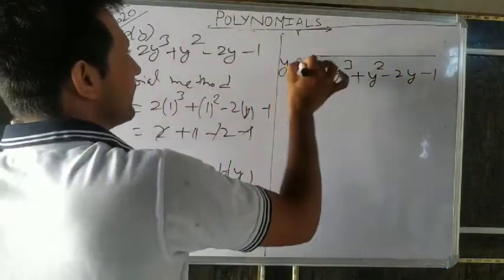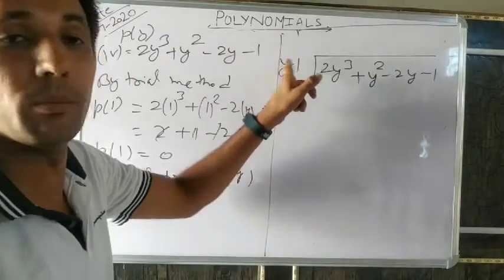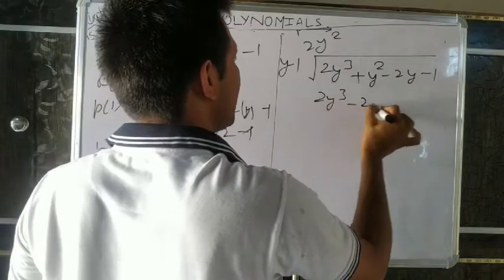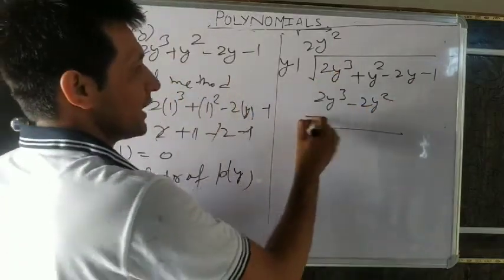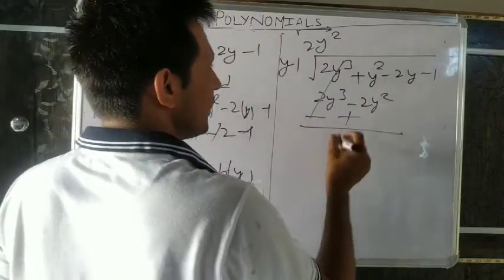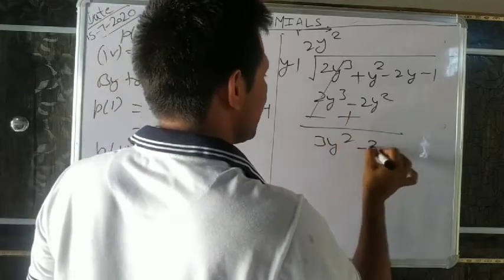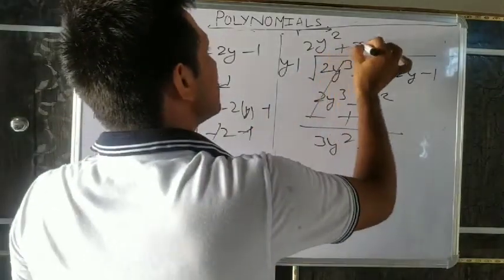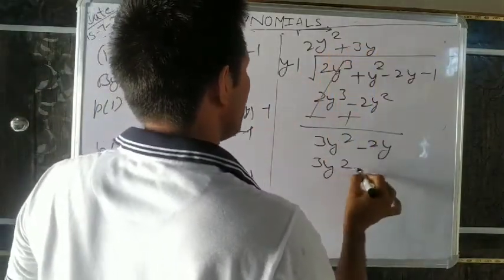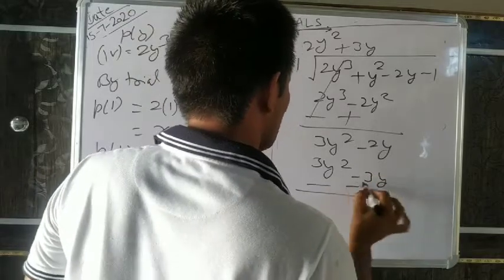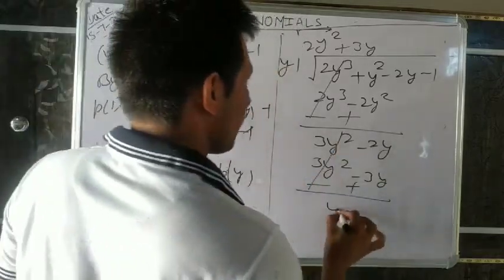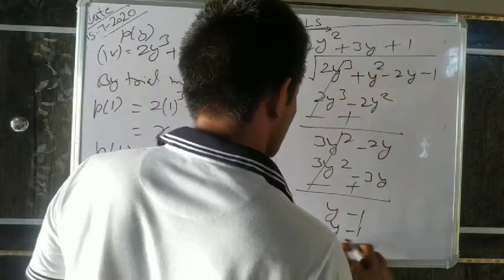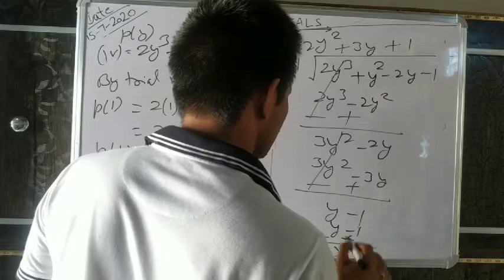By y minus 1. Think of a number which when you multiply it gives, so y, 2y square, 2y cube minus 2y square. Change the sign, negative, positive. So it becomes 3y square minus 2y. Think of a number which when you multiply it, same number, plus 3y. So 3y square minus 3y, negative, positive. Now y minus 1. Understand? So plus 1. So y minus 1, negative, positive. So what remains? 0.